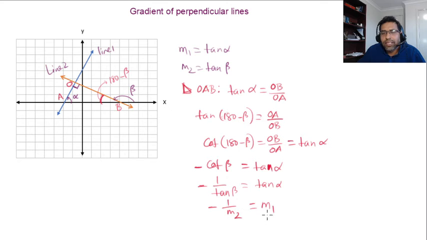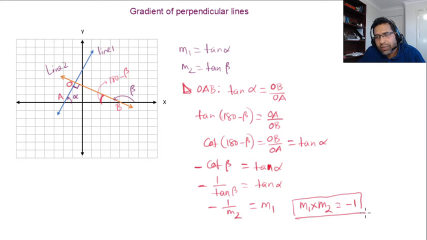So it means m1 and m2 are negative reciprocals, or otherwise you can just write m1 times m2 equals minus 1. So m1 and m2 will be negative reciprocals. And what does that negative reciprocal mean? I will show you in a minute.